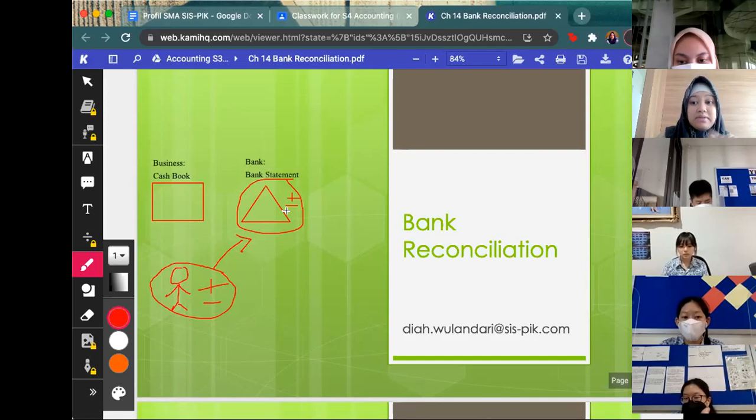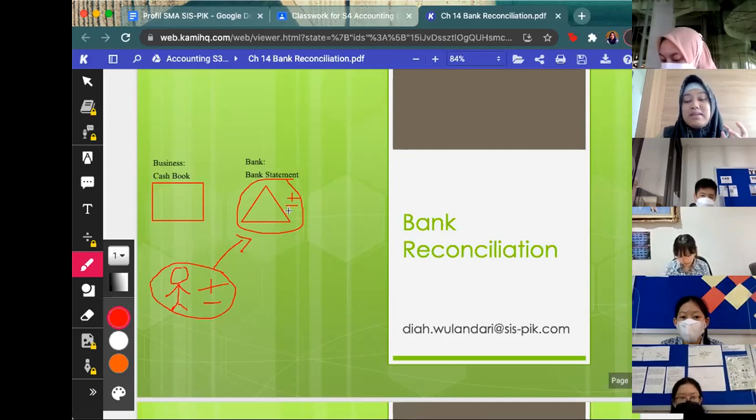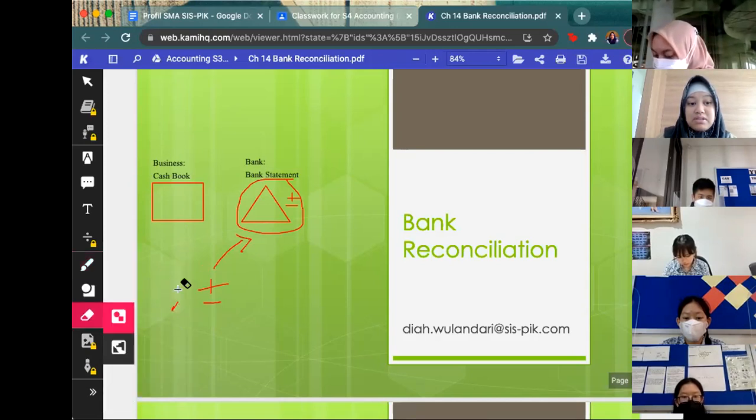At the end of the month, you will make a reconciliation, or make corrections on both sides. That's our goal in this chapter. Clear enough? So you will compare a bank account recording on the business side with the bank side. Now we change this situation with the bank, with the business situation. So it is still the same.